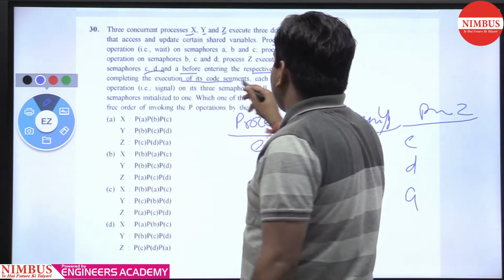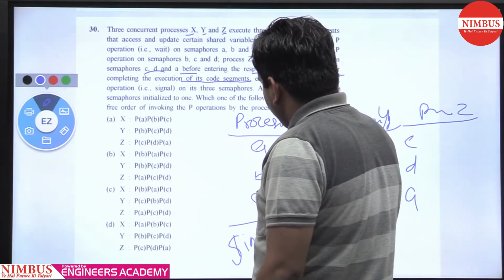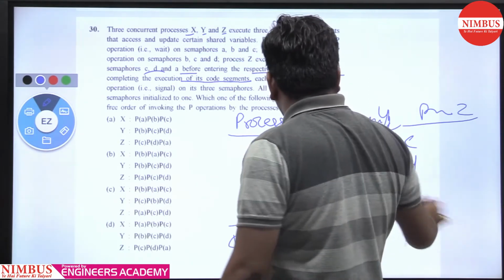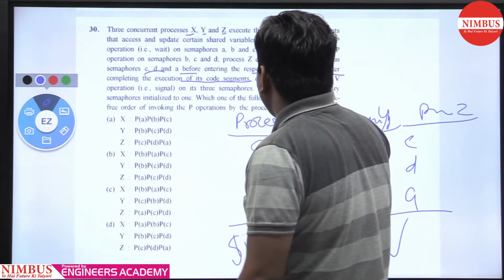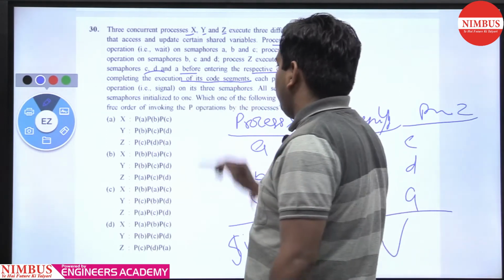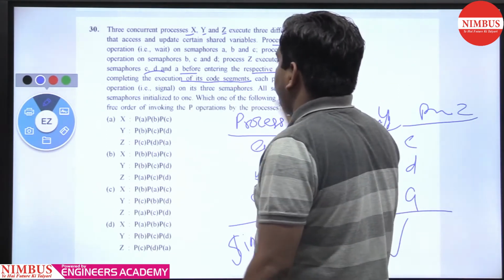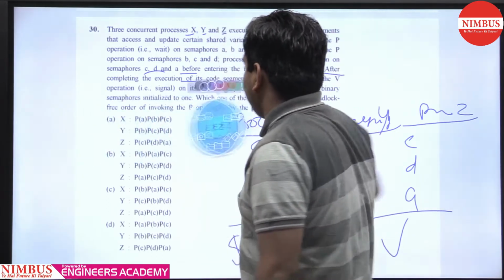After completing its code, each process invokes the signal operation. After using the common code, each process invokes the signal operation on its three semaphores. All semaphores are binary semaphores initialized to 1. Which one of the following represents a deadlock-free order of invoking the P operation of the processes? Getting my point?